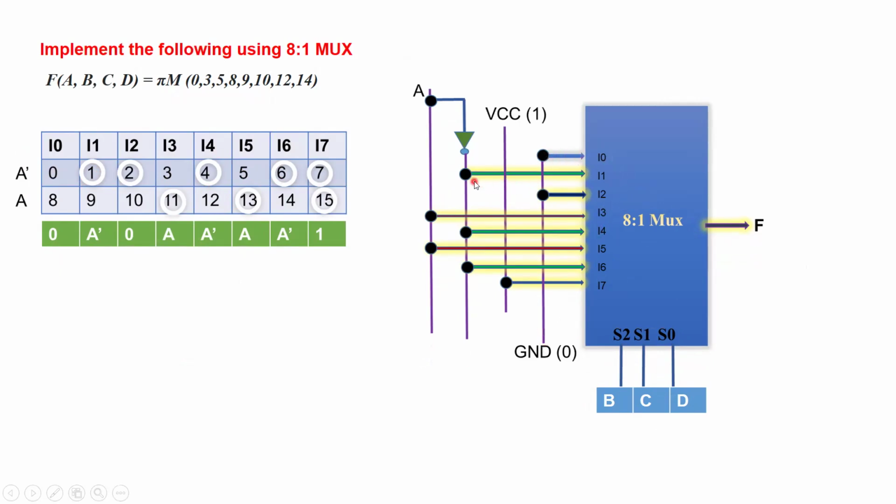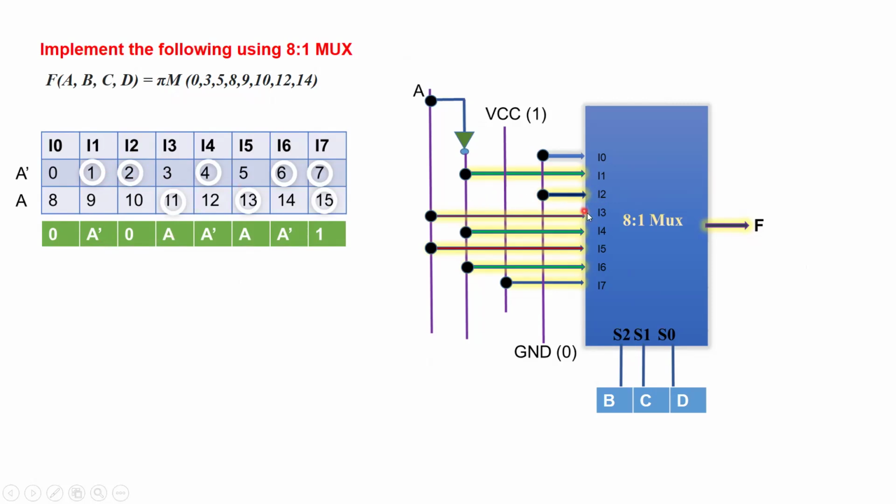I1 is going to A bar. So that is why I1 is going to A bar. I2 is going to A bar. So just have a correction here. I2 should be tied to A bar.